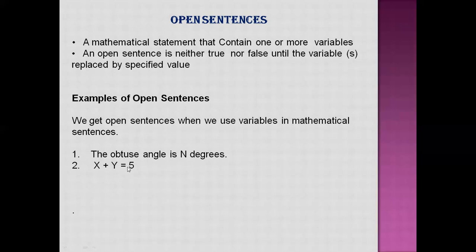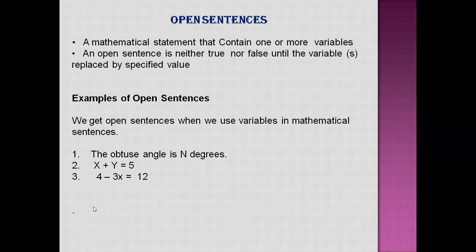x plus y is equal to 5. What are the numbers x plus y which can make the sentence true, equal to 5? 3 plus 2 is 5, 8 minus 3 is 5. We don't know the exact value. Which values can make the sentence true, or which values can make the sentence false? So we cannot decide it.